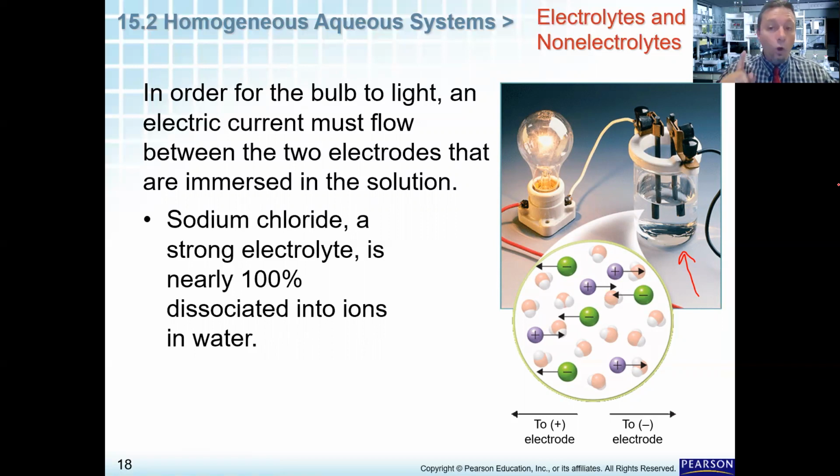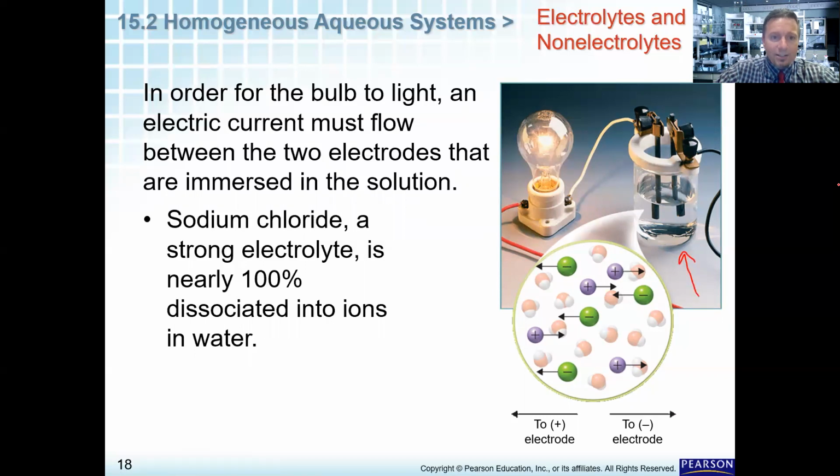And that's why water is so dangerous when you talk about puddles of water, swimming pools, bathtubs, all those things, because they're not pure water. They are solutions that have dissolved ions in them and therefore conduct electricity. So water is very dangerous when it comes to electricity.